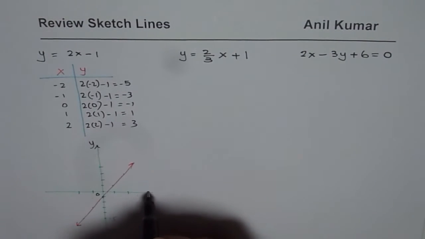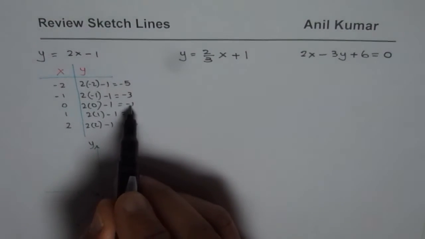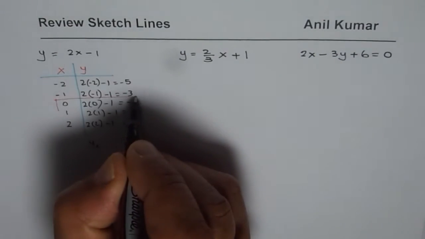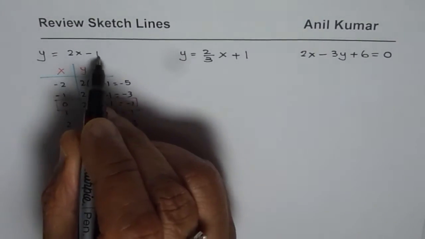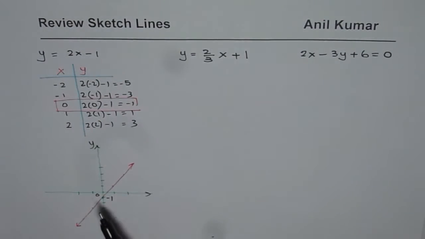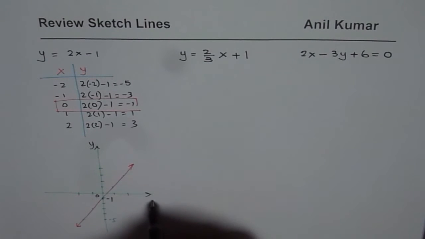Here we have the y-axis, x-axis. This is minus 1. Now this point is also the y-intercept. So if x is equal to 0, what you get is the y-intercept. So in this line, you will notice that the y-intercept is minus 1 and the slope is 2. Slope means rise over run, right? Rise over run is the slope.